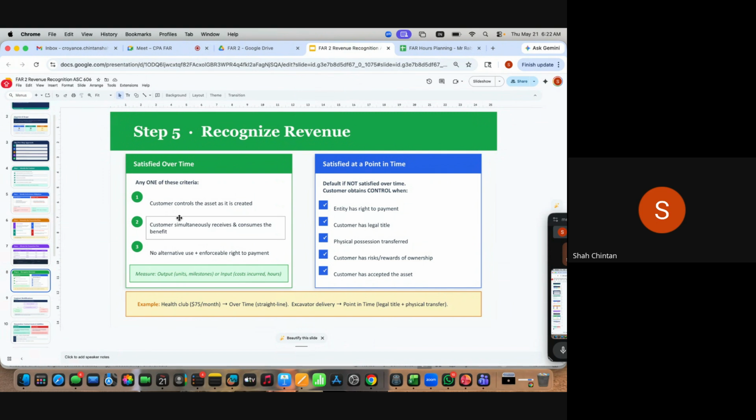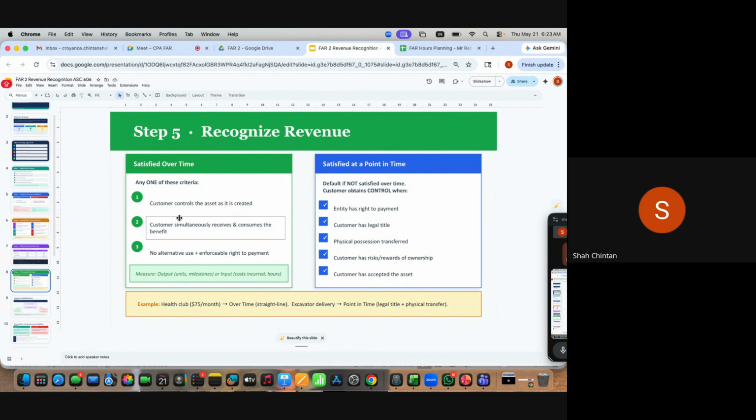Or second condition, customer is simultaneously receiving and consuming the benefit. Generally, all your monthly services will come here. Accounting services, entity is performing and customer is getting a benefit. Payroll services, entity is performing, customer is getting the benefit. Housekeeping services, entity is performing, customer is getting the benefit. Generally, all the service industry will fall under the second pointer. Third one, the asset has no alternative use and entity has enforceable right to payment if termination happens.